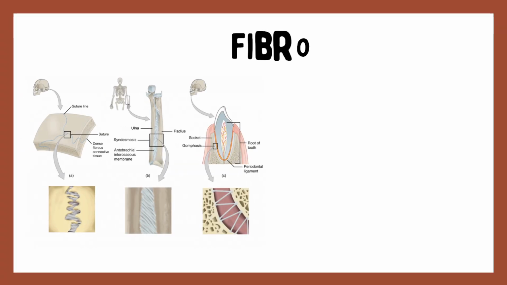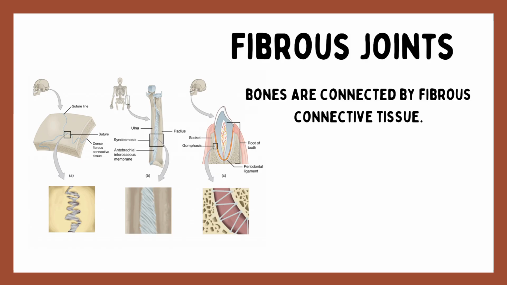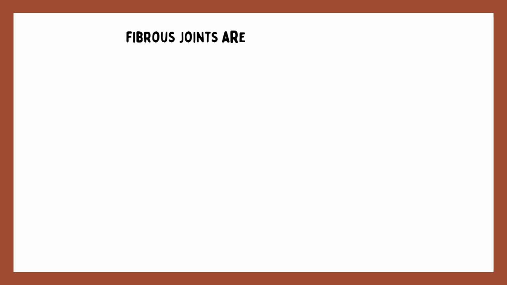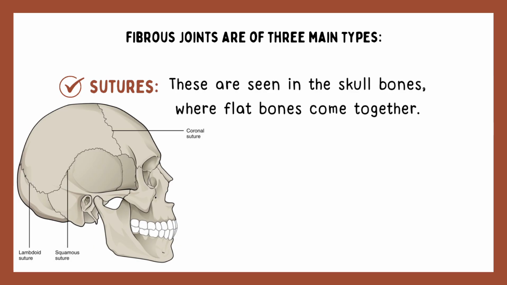First, we are going to discuss fibrous joints. Here, the bones are connected by fibrous connective tissue. There is no joint cavity, and these joints are generally immovable. Now, fibrous joints are of three main types. A. Sutures. These are seen in the skull bones, where flat bones come together.